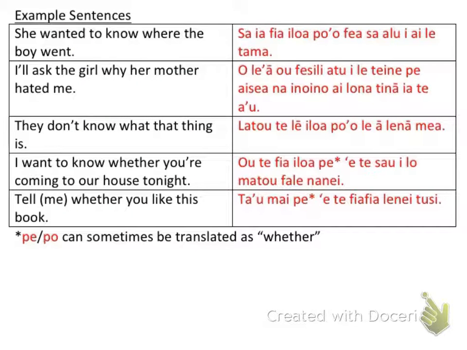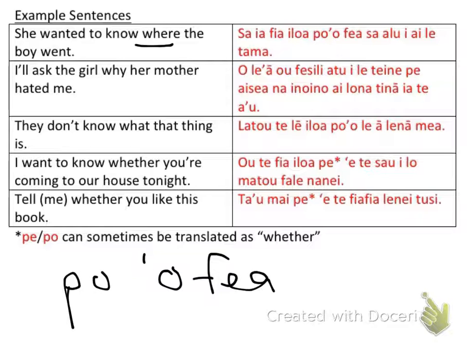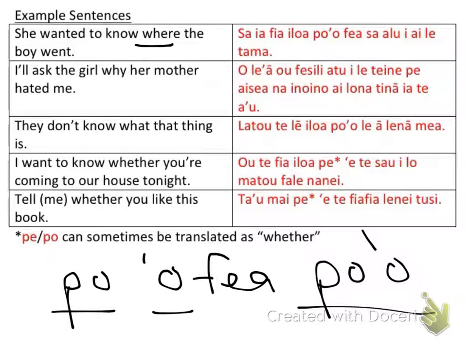Okay, so here's some example sentences. She wanted to know where the boy went. Again, I see a question word right here, where, and before that where, I'm going to put a po or a pay. In this case, my word for where is ophea, and in most cases when I have a particle o, I put a po before that, and that's true here. And then you'll also see that po turn into this right here.